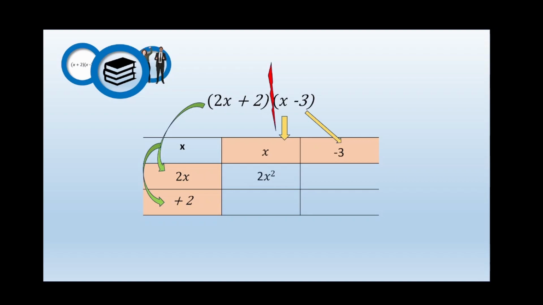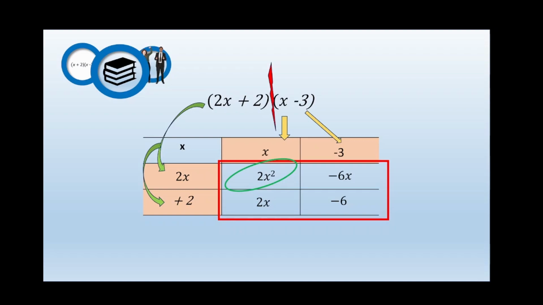2x times x, 2x squared. 2x times minus 3, minus 6x. 2 times x, 2x. 2 times minus 3, being careful of the signs always, minus 6. There's where my answers are, and we're going to gather or collect terms now.